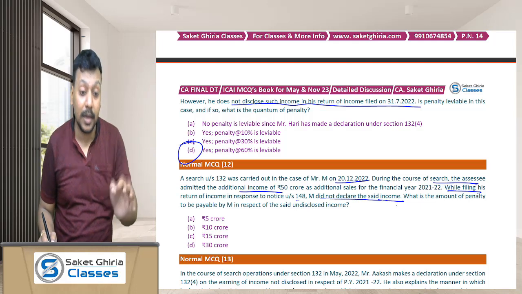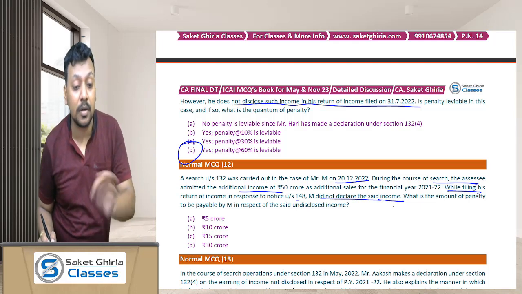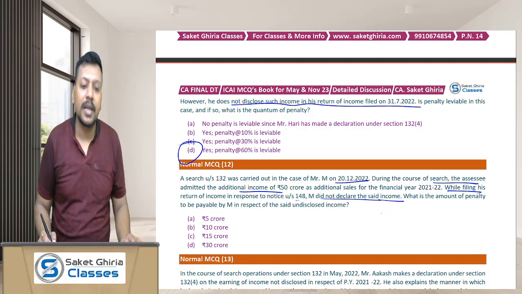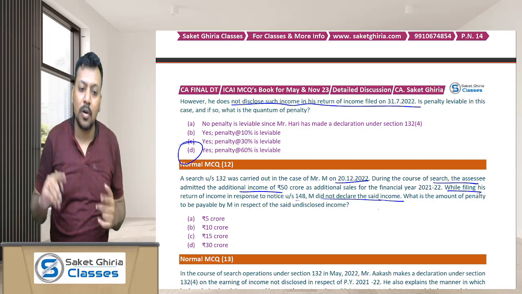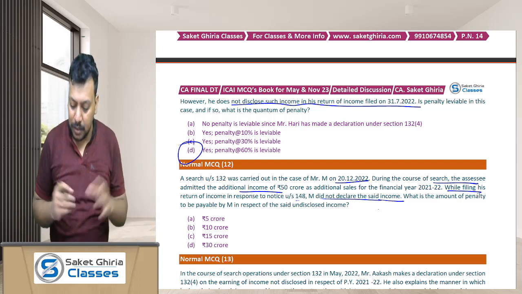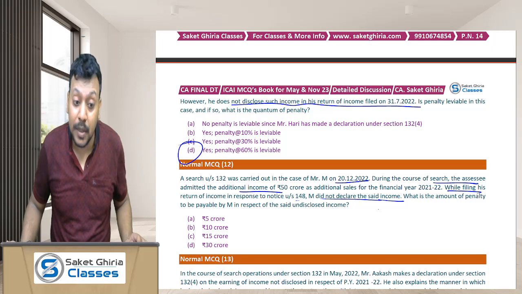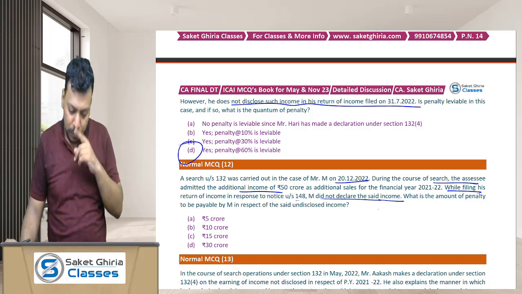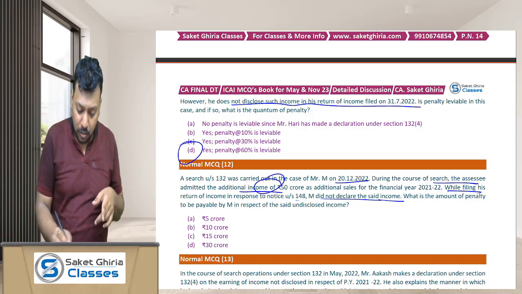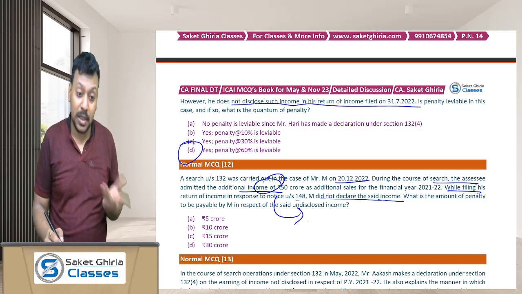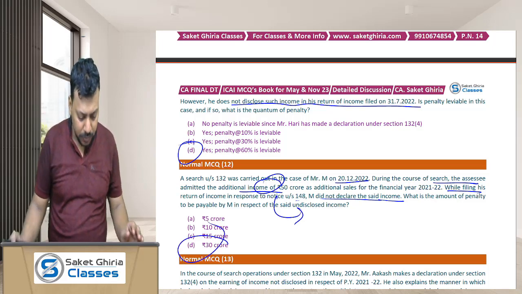So, sir, you have to declare the income in the return of income whether you are filing the return of income voluntarily or in compliance with the notice. So, you have not disclosed the additional income, so penalty would be 60% of the undisclosed income. So what is the amount of undisclosed income, sir? 50 crore. Its 60% is, I think, rupees 30 crore. Okay, so the correct option is going to be D.